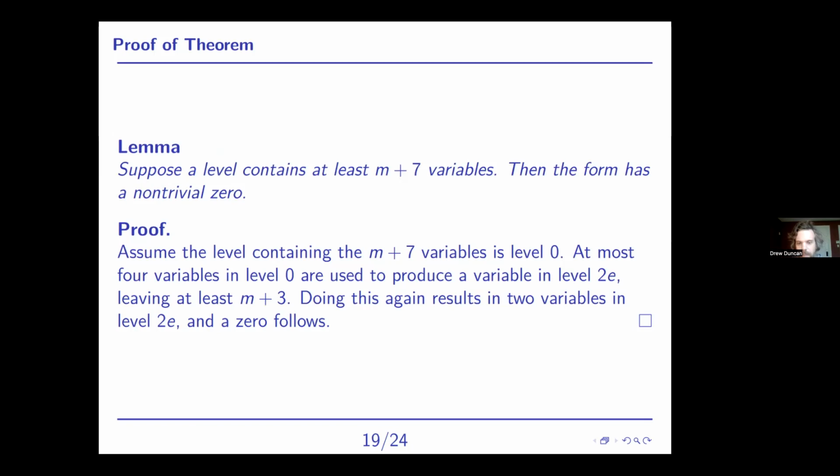So we can assume the level containing, well, let's assume it's level 0. At most 4 variables in level 0 will be used to produce a variable in level 2e by the first of our 2 lemmas. That leaves us at least m plus 3 variables behind. We do that same thing again. Now we have 2 variables in level 2e, and recall that any 2 variables in the same level can be contracted up at least 1 level. That gets us to level 2e plus 1, and by Hensel's lemma, we're done. Okay, so that's the first one.